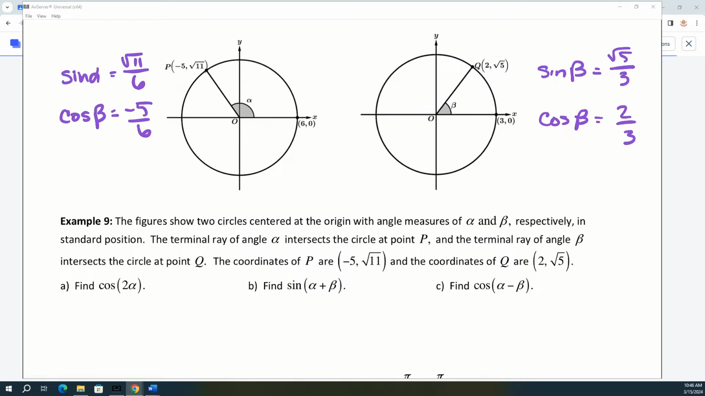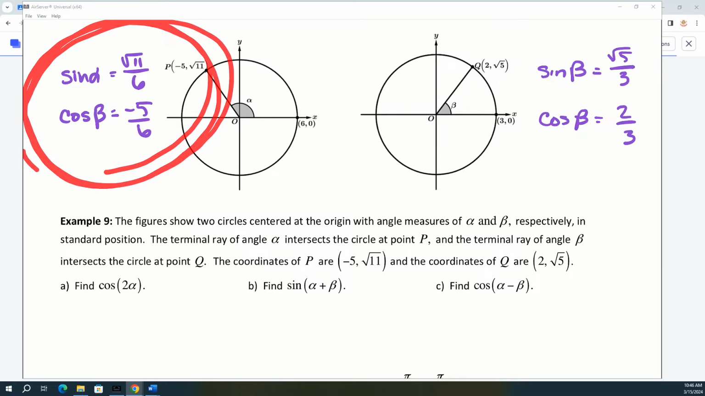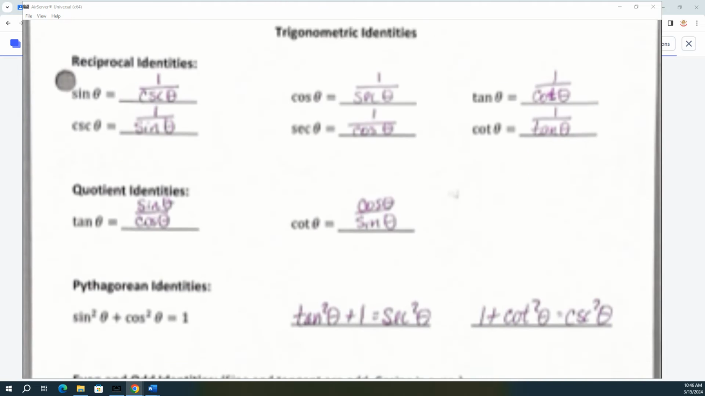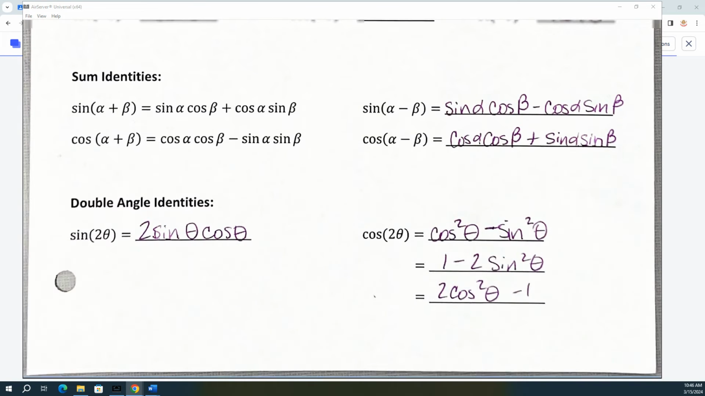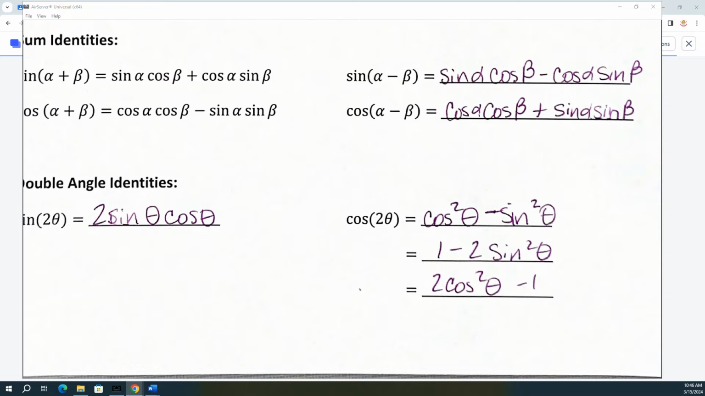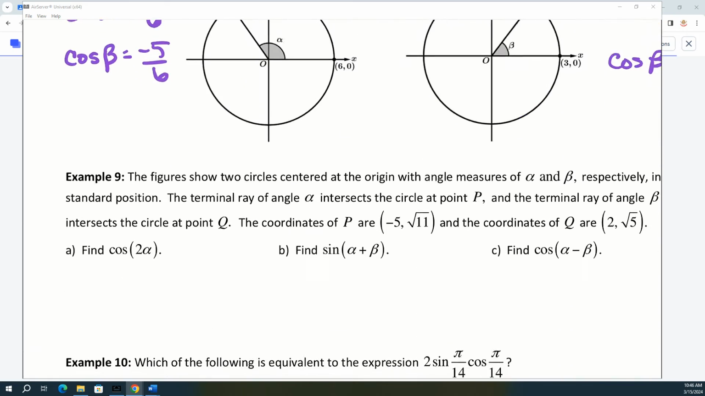For each part of 9, we're just going to use an identity and those values that we just found. For A, we want to find the cosine of 2 alpha. We're just going to use this one to do A, and then the other ones we'll have to use both. So let's look at the cosine double angle. We can use any of these. They're all going to give us the same answer. I think the first one in this situation might be a little easier because when I put those sines and cosines in, I'm going to get a common denominator that's going to be pretty easy for us to subtract. The other ones we'll have to find a common denominator. So I'm going to use the first one, but like I said, any of them will work out to the same answer. I'm going to do cosine squared of alpha minus sine squared of alpha.